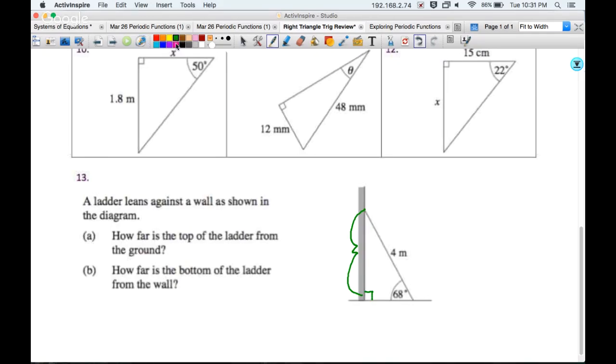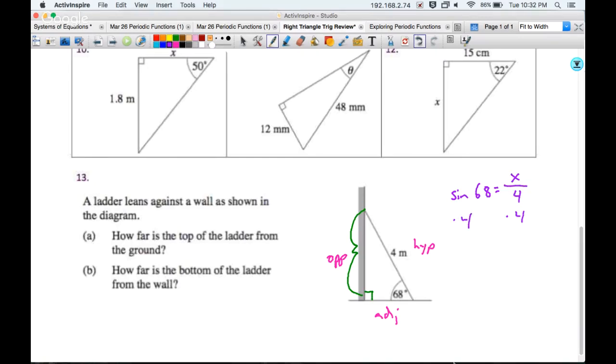From there, we can label our sides. Opposite the right angle is always the hypotenuse. From my looking angle, this side over here would be opposite. This side down here would be the adjacent. I have the information for the hypotenuse. I don't have the opposite, so I know that I'm going to link this with sine. Specifically, the sine of 68 equals our unknown opposite x divided by 4.